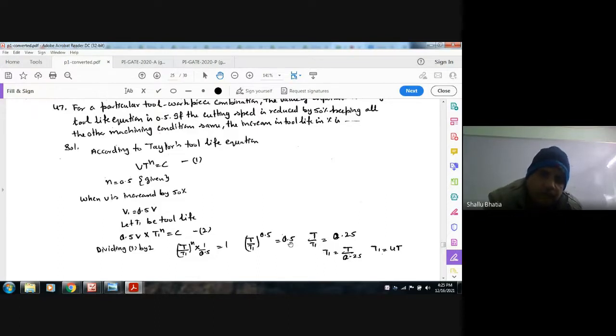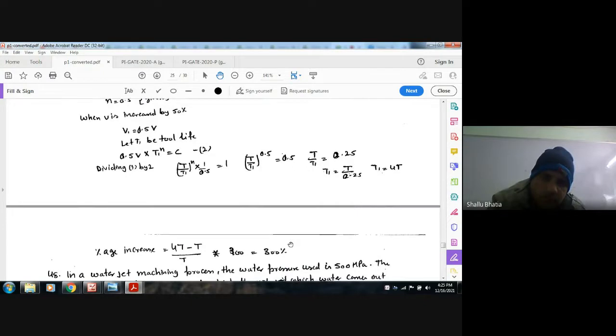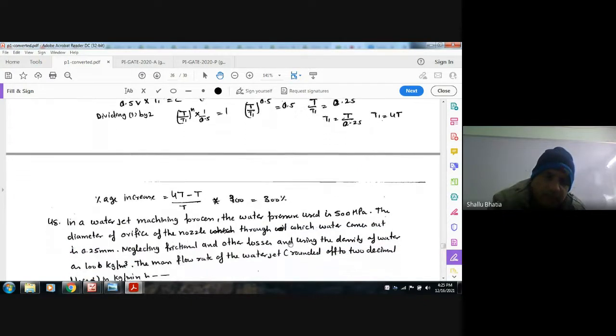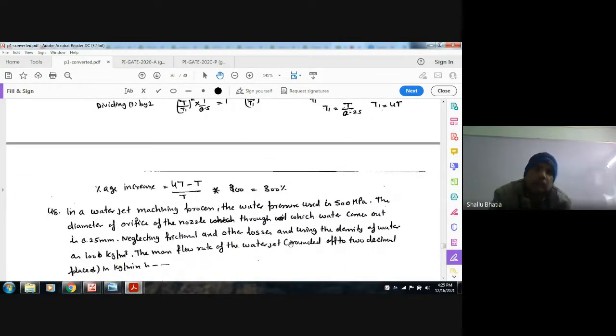So the percentage increase in tool life: the new tool life is 4T, and the original tool life is T. So the percentage increase is (4T minus T) by T times 100, that is 300. Okay.